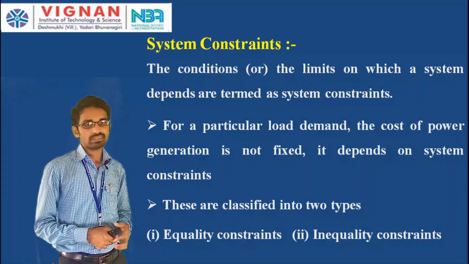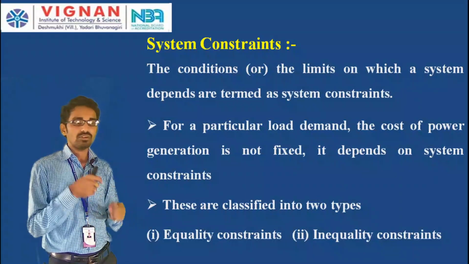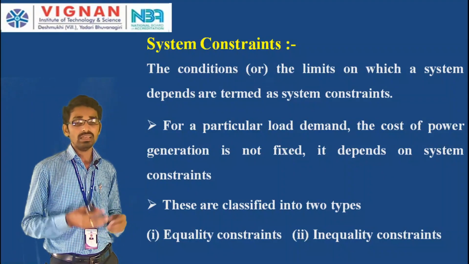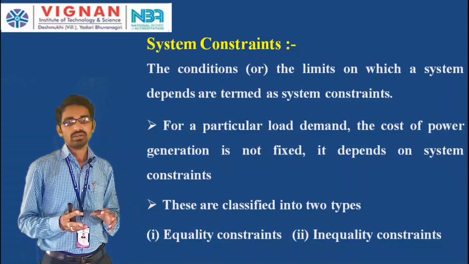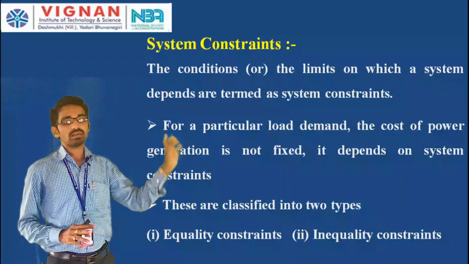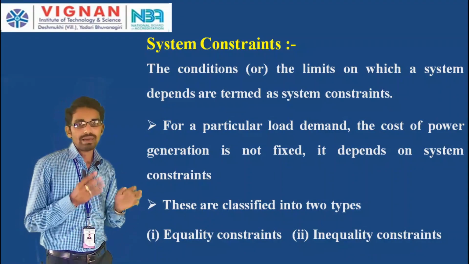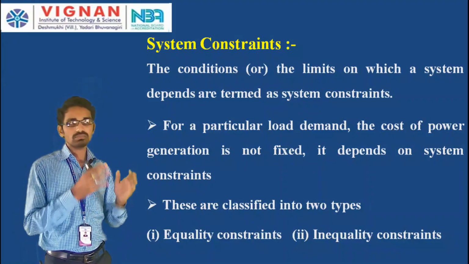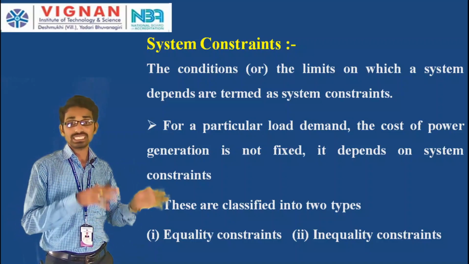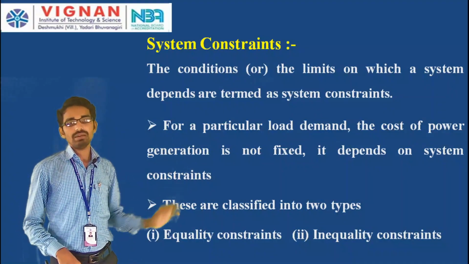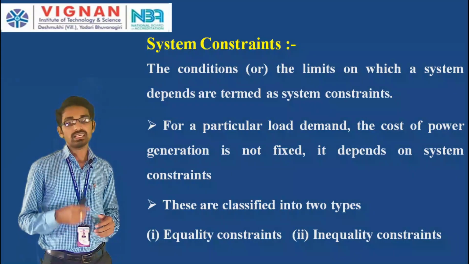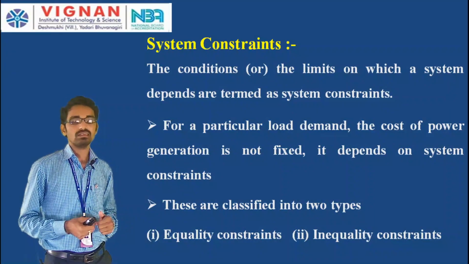There are some system constraints. We need to consider these system constraints when we are allocating the load among the generating units or among the generating stations. There are minimum and maximum limits. What I am saying is that system constraints are nothing but the conditions or the limits on which a system depends. So, you are going to have maximum and minimum generation of electricity. There must be some minimum generation and some maximum generation, and you need to generate in between only. For a particular load demand, the cost of the power generation is not fixed, it depends upon the system constraints. You have fuel constraints, and some different constraints are there.